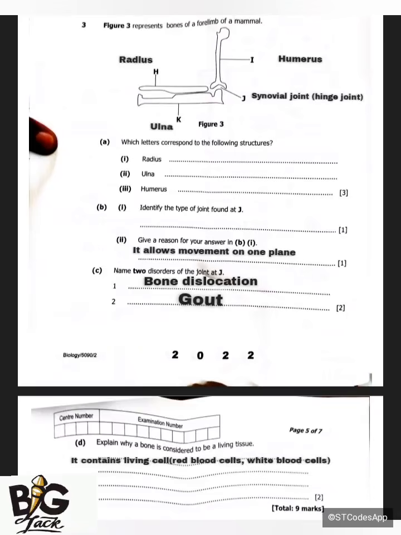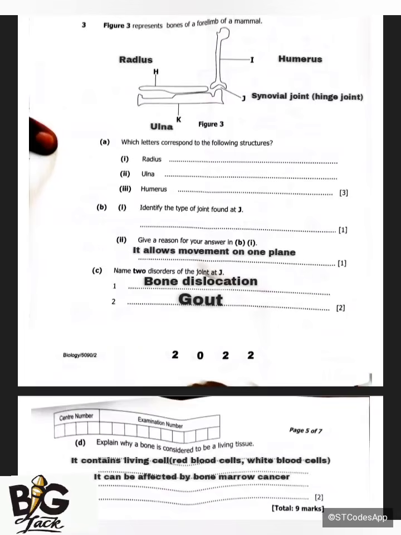Apart from that one, the bone is considered to be a living tissue because it contains blood vessels. In the bones, you are going to find blood vessels which supply blood. Apart from that one, a bone is considered to be a living tissue because it can be affected by bone marrow cancer. So this bone marrow cancer affects the what? The bones.